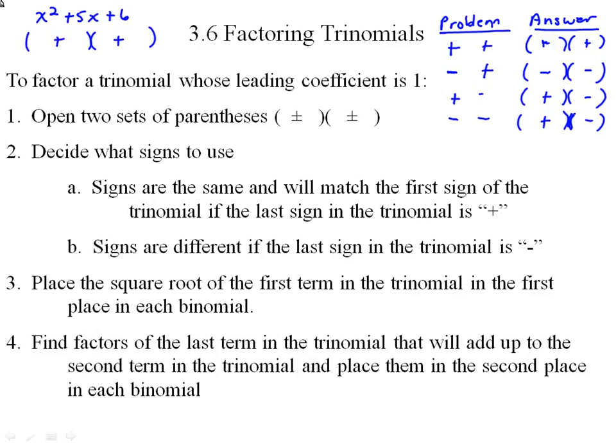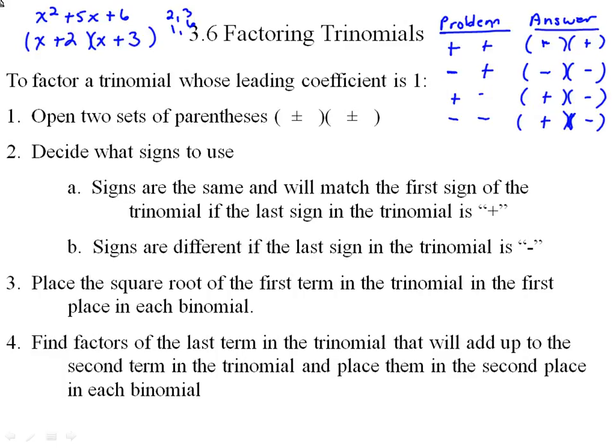Step number 3, take the square root of your first term. Square root of x squared is x. Okay, so now, let's think. What can you multiply together to get 6? 2 and 3. What else? 1 and 6. Okay? So you have two pairs that you can multiply together to get 6. Either 2 and 3 or 1 and 6. Only one pair will add up to 5. Which one is it?